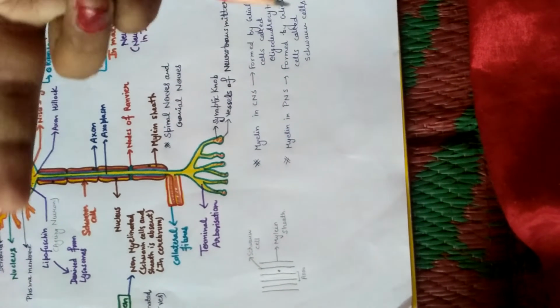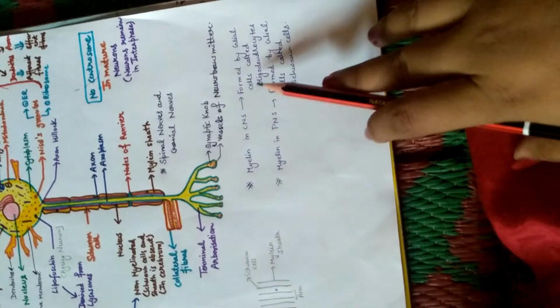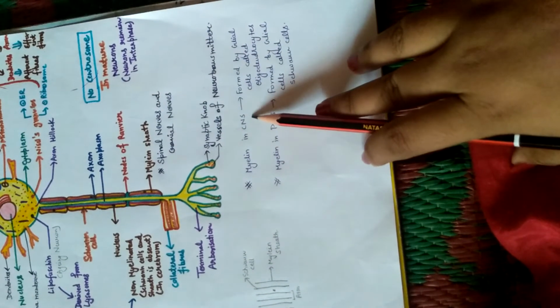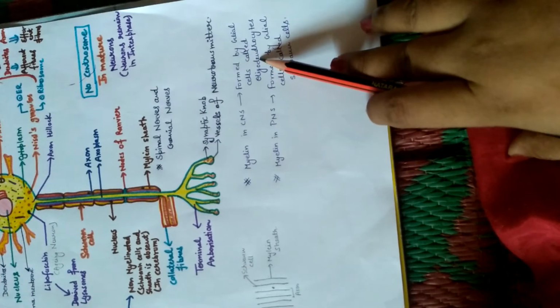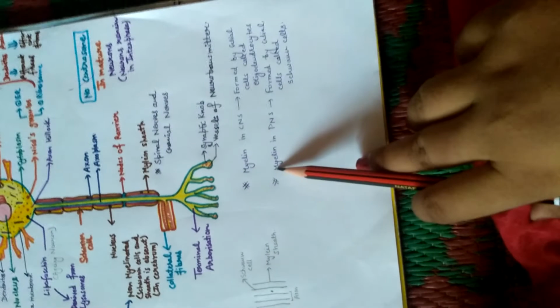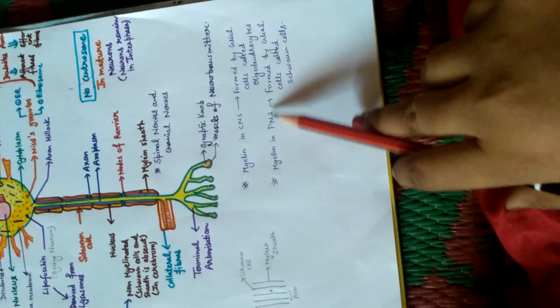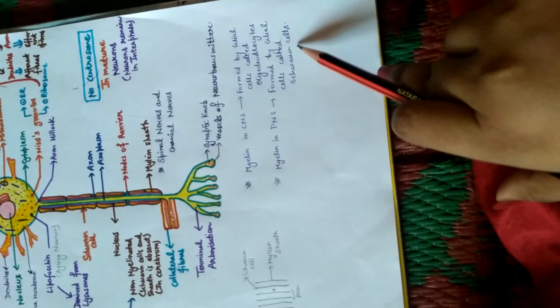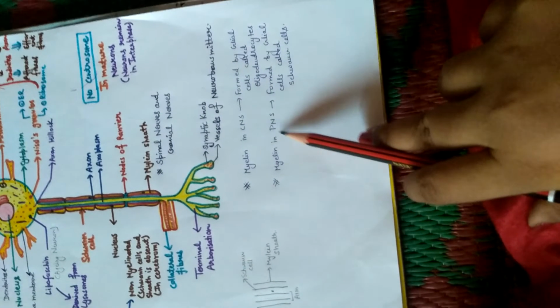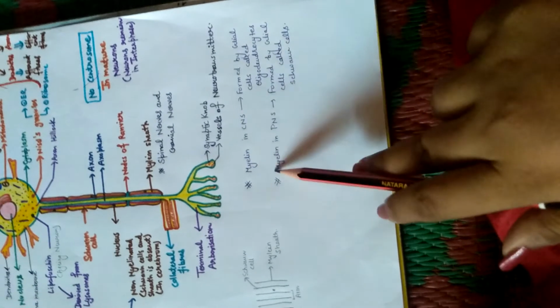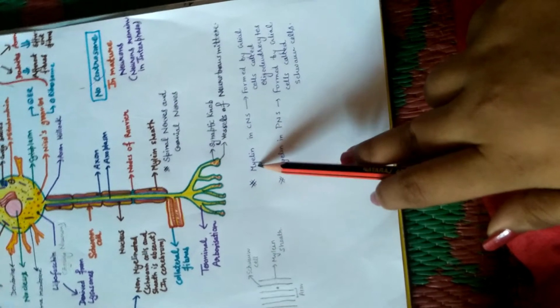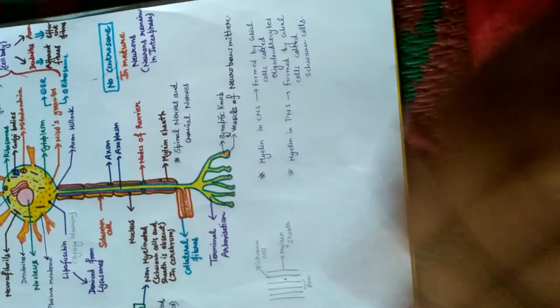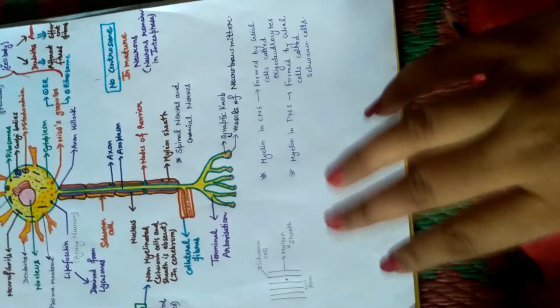So these myelin sheaths are of two types. In the central nervous system, that is in the brain and spinal cord, the myelin sheath is formed by glial cells, and these glial cells are called oligodendrocytes. And the myelin sheath in the peripheral nervous system is formed by glial cells called Schwann cells. So in the peripheral nervous system, Schwann cells secrete the myelin sheath, and in the central nervous system, oligodendrocyte cells secrete the myelin sheath. So at different places, different types of cells secrete the myelin sheath.